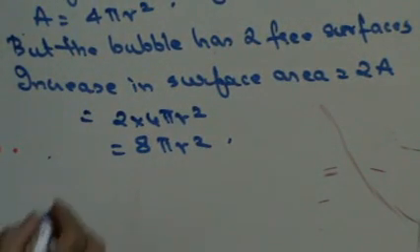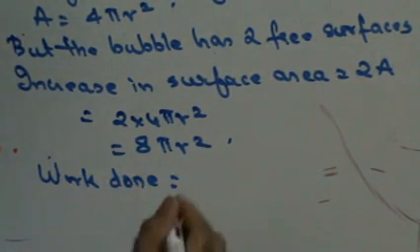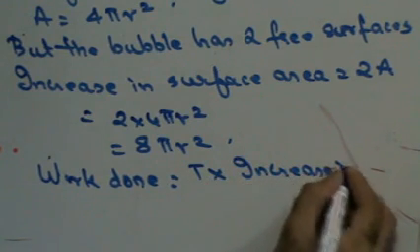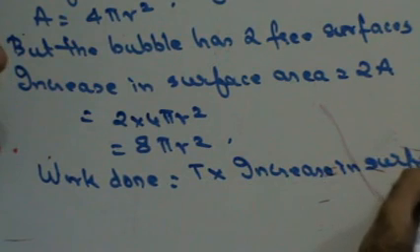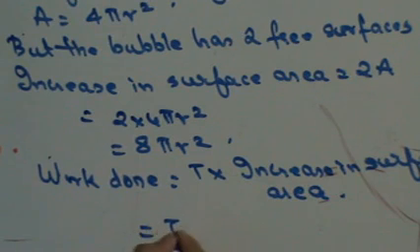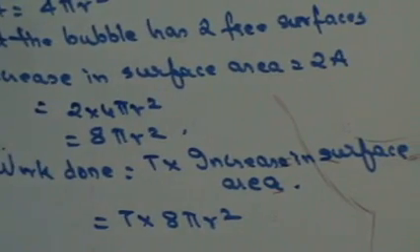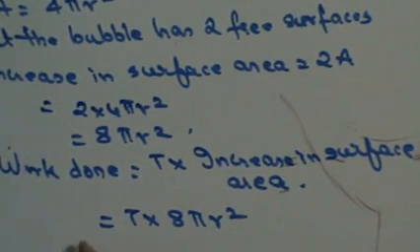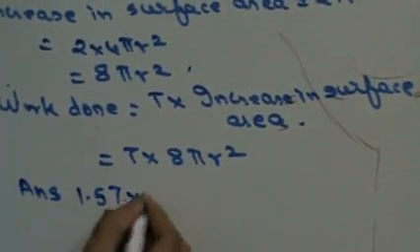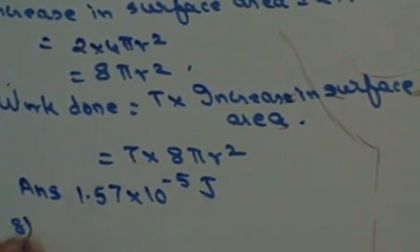Once you know this, then I can find out work done. Work done is given by the formula of surface tension into increase in surface area. Tension we know, T into increase in surface area, which is 8 pi r square. Radius is given to you, T is given to you. You should be able to get the answer for this. The answer for this should be 1.57 into 10 raised to minus 5 joules. Next, take on next one please.